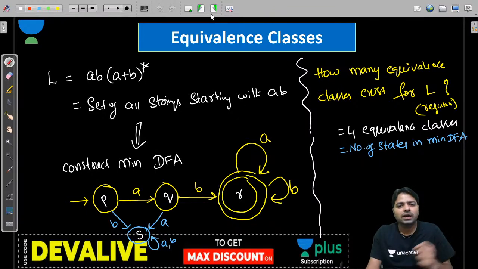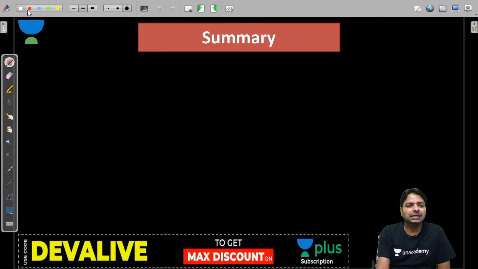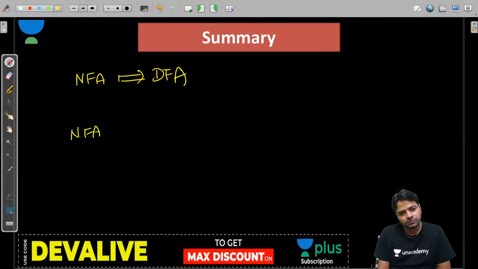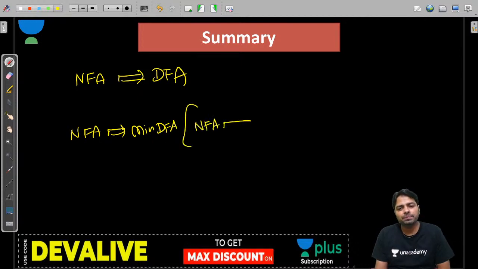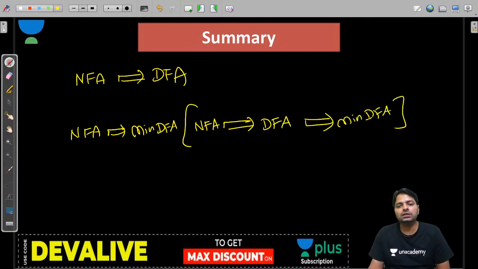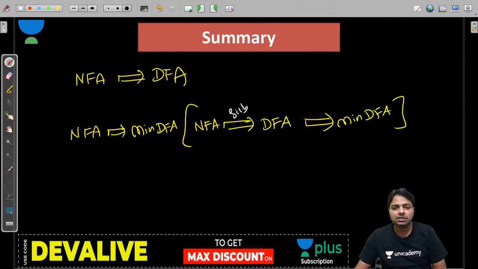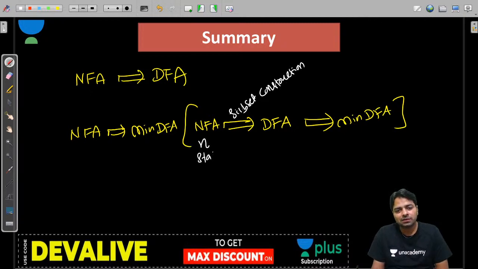Okay, anyhow guys, I hope you understood the concept of minimization of a DFA. In this class we have learned two things: how to convert NFA to DFA, and if you want a minimum DFA, you first do NFA to DFA, then minimize the DFA. Two algorithms you have to apply. Here you need to use subset construction, so that if you have n states, you can design with 2 power n states, and the minimum DFA can be proved to have less than or equal to 2 power n states.